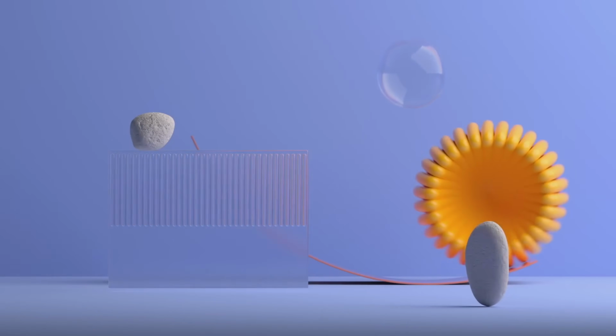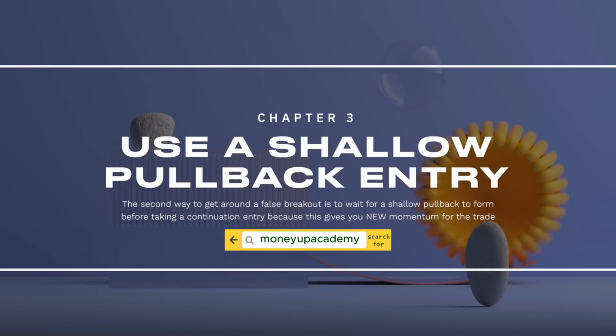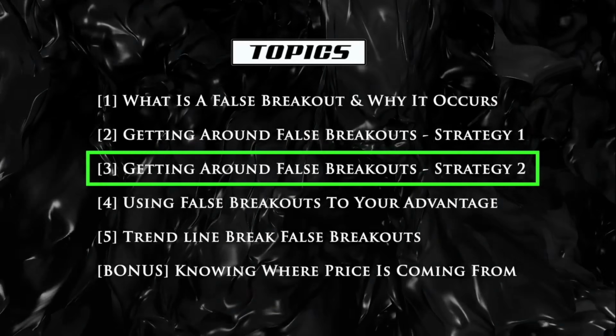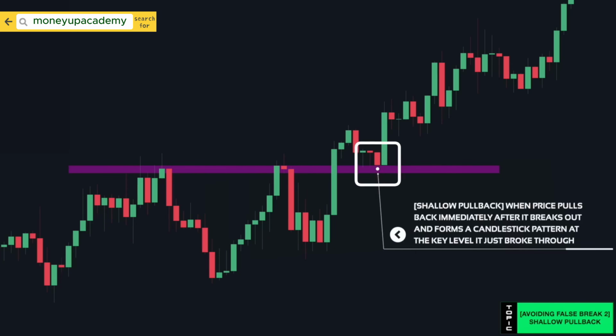Now let's get into a better method of getting around false breakouts, which is waiting for what we call a shallow pullback to occur. You have your uptrend before price breaks through the key level. Now what you do is you wait for price to pull back immediately after it breaks and form a candle at the resistance turn to new support, which is what we call a shallow pullback entry.